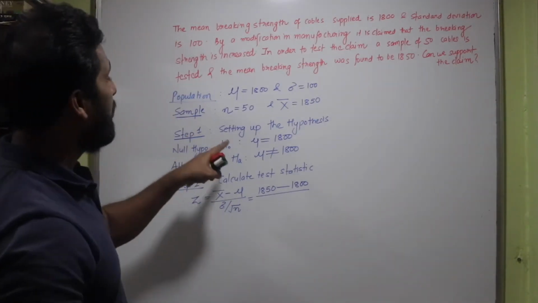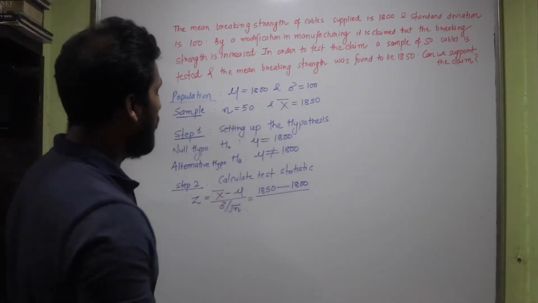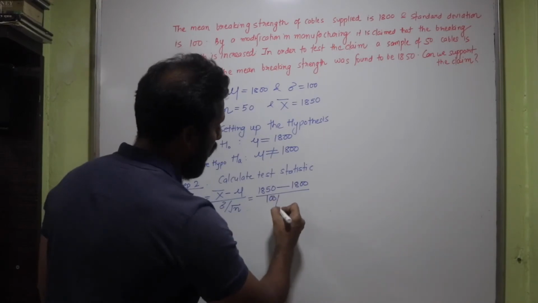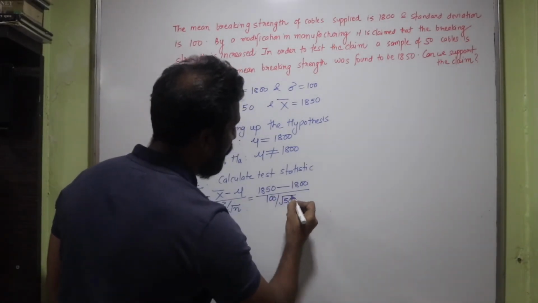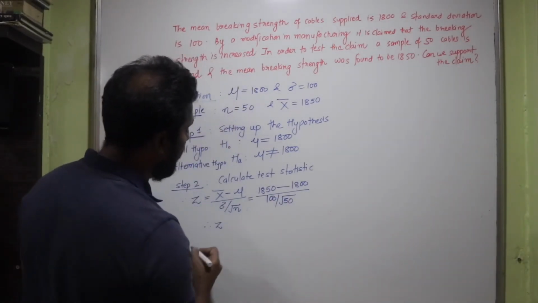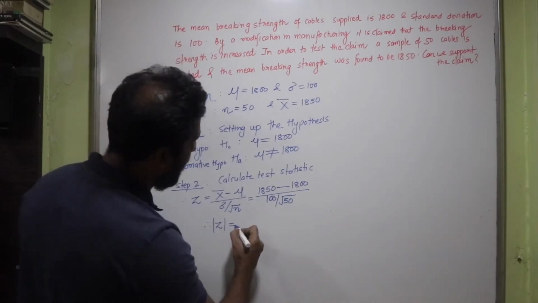So what is the value of sigma that I know? The value of sigma is 100. So I'll write here 100 upon root of n, and n is 50. So students, I definitely want to calculate this value. The value that I'm going to get is mod of z.